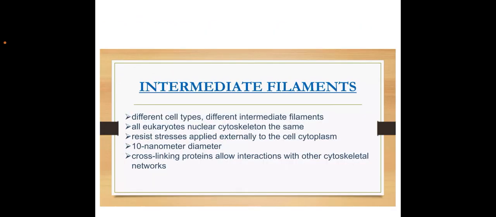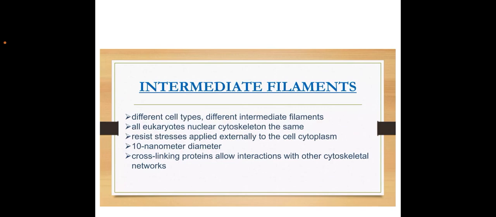So if we talk about intermediate filaments first, they are present in different cell types, and they are different intermediate filaments. In all eukaryotes, the nuclear cytoskeleton is the same. They resist the stress applied externally to the cell cytoplasm. And if we talk about their diameter, they are approximately 10 nanometers in diameter. And their size is intermediate between microtubules and microfilaments.